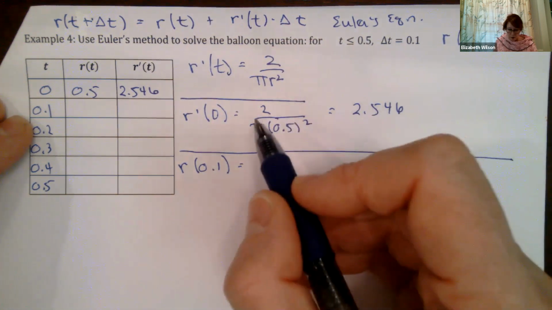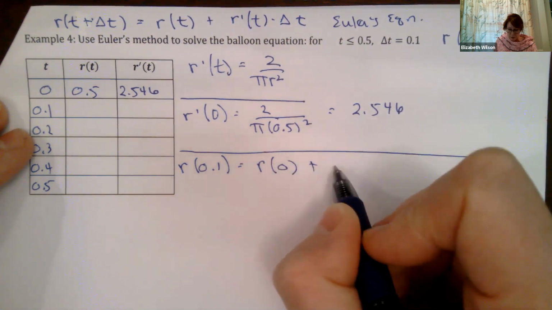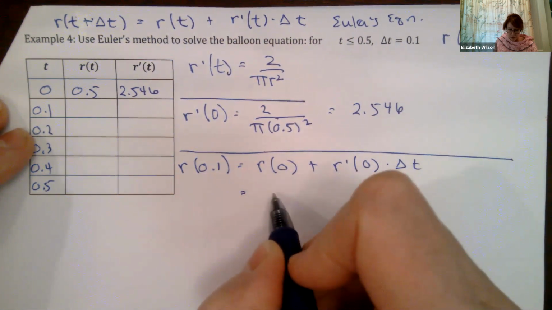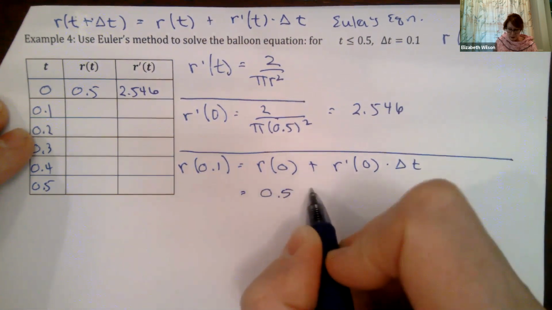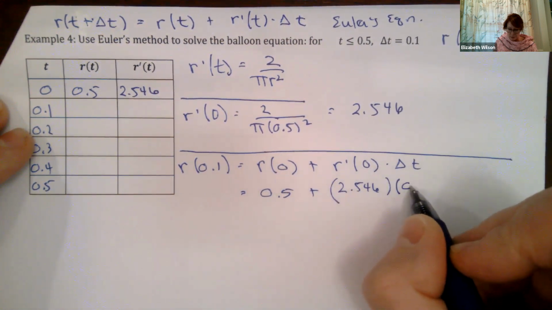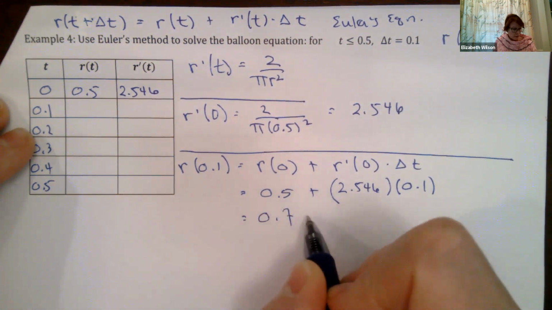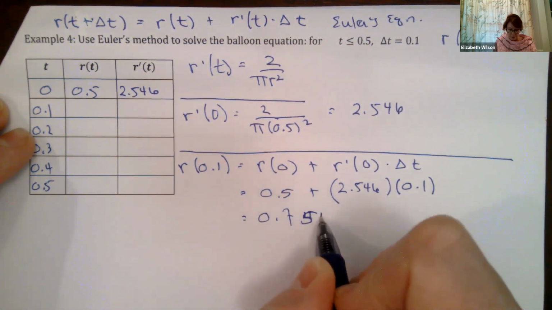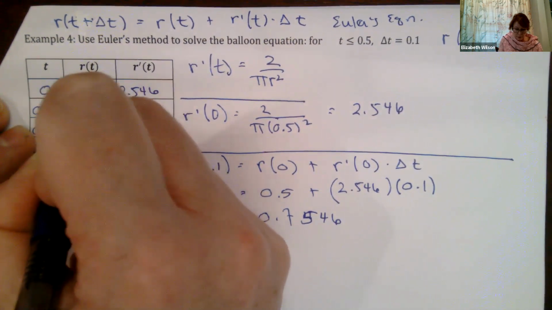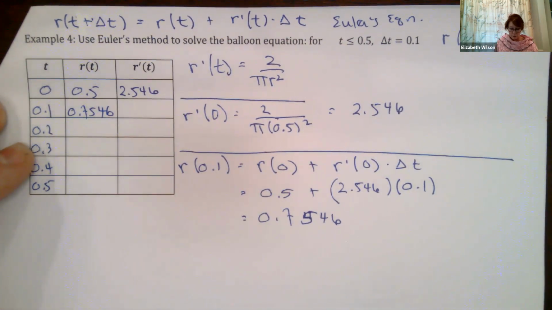Okay, so now I'm going to go r of t, r of 0 plus r prime of 0 times delta t. So r of 0 was 0.5 plus r prime of 0, 2.546 times our delta t, 0.1. So this is going to give me 0.546, 0.75446, which makes sense. Our radius is increasing, right? Which is what we would expect.